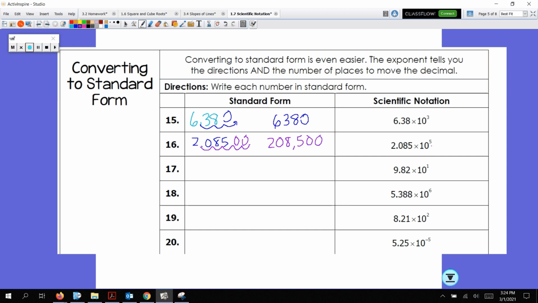Okay, number 17. It's a 1, which is nice, so I only need to move it 1. So now it becomes 98.2.